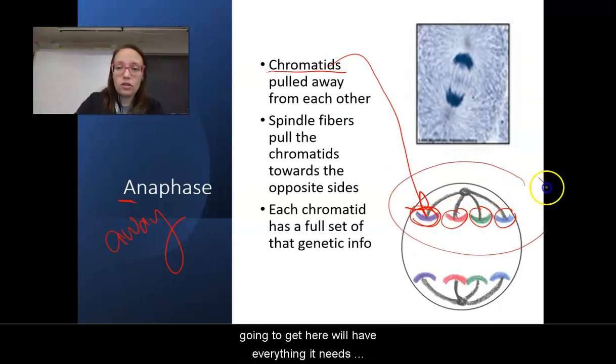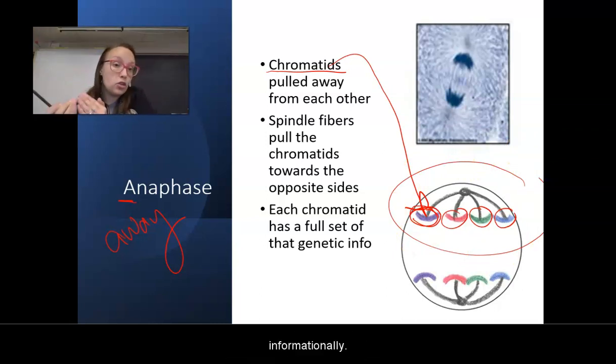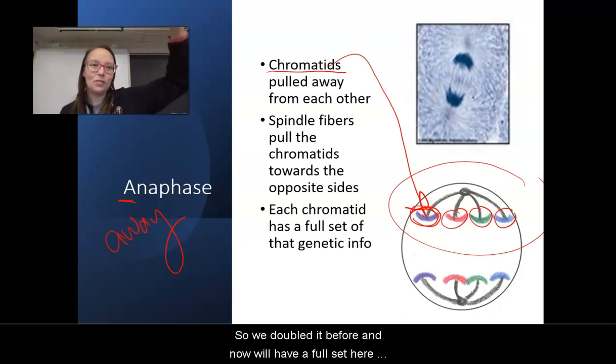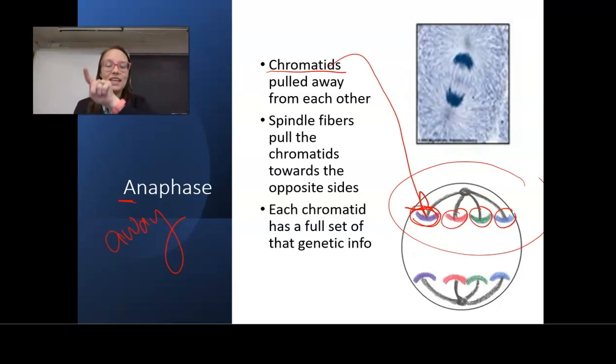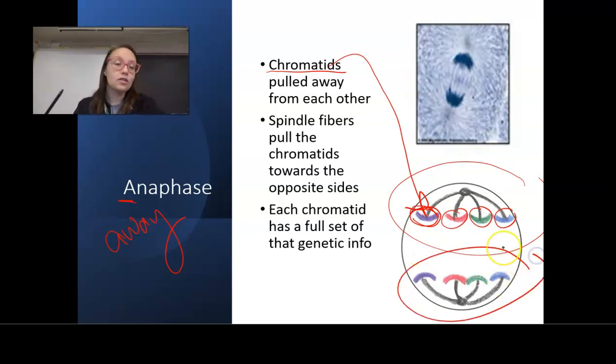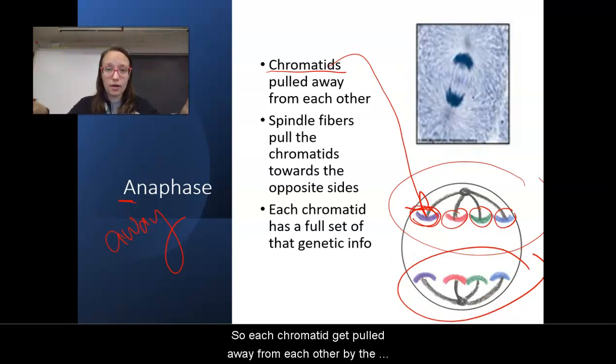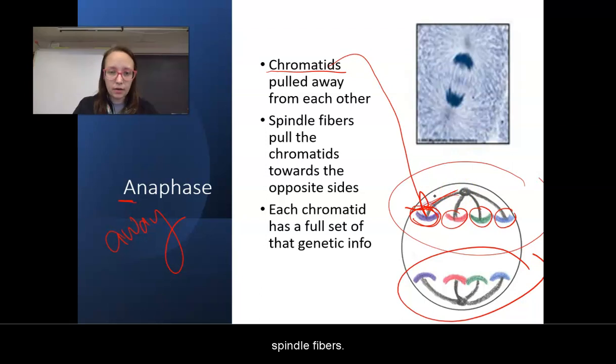So the daughter cell that I'm going to get here will have everything it needs informationally because we already replicated the DNA. So we doubled it before, and now we'll have a single set here and a single set here. So each chromatid gets pulled away from each other by those spindle fibers here.